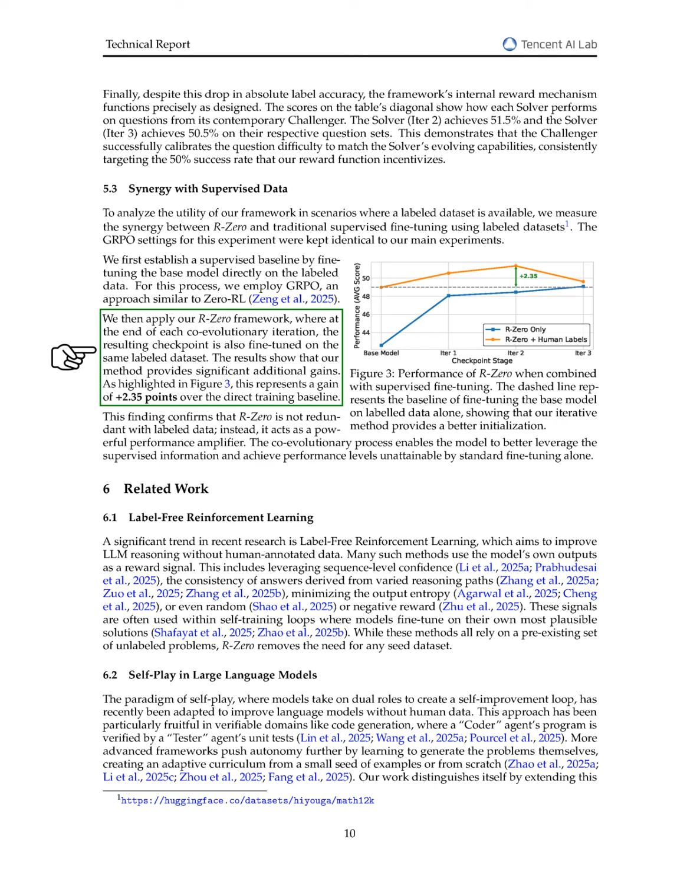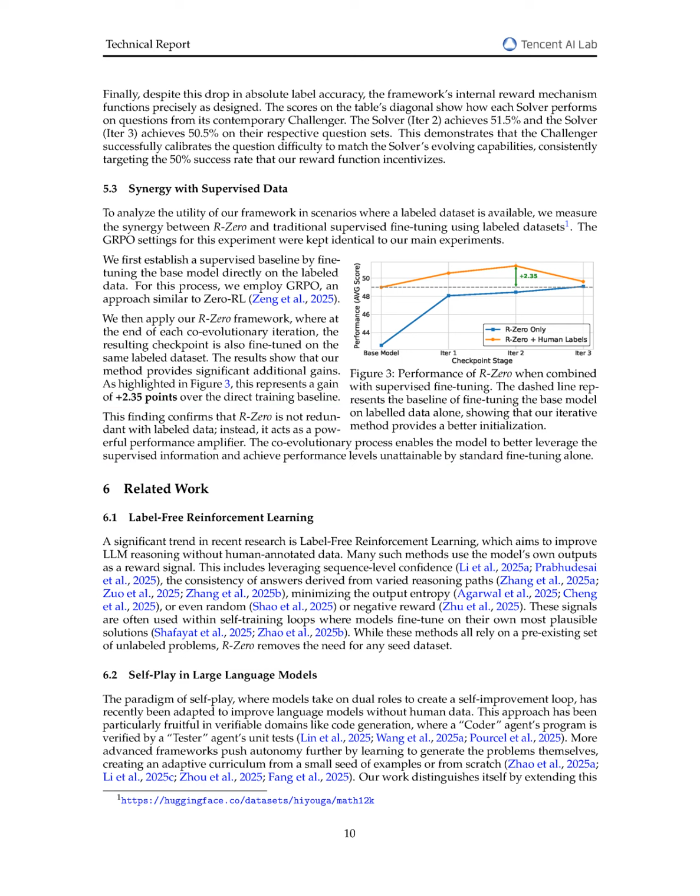The results reveal that our method provides significant additional gains, showing an improvement of 2.35 points over the direct training baseline. This confirms that R0 enhances performance rather than being redundant with labeled data, allowing the model to leverage supervised information more effectively and achieve levels of performance that standard fine-tuning alone cannot reach.